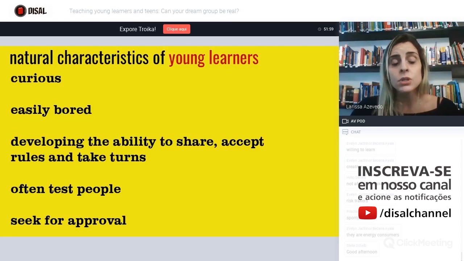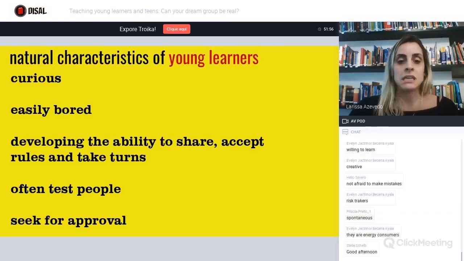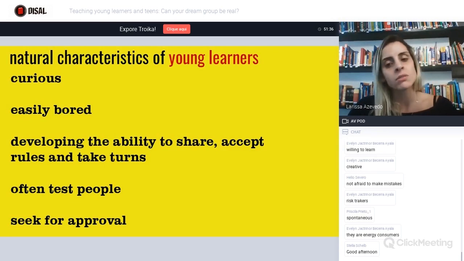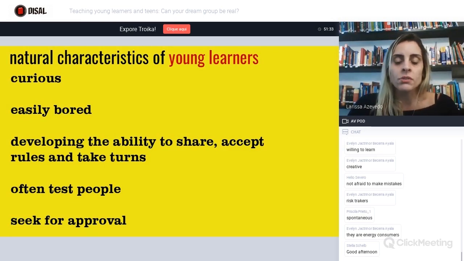And the same goes for rules and for taking turns. They begin to understand what rules are and the fact that rules exist and that they have to be respected. And this might seem complicated at some point, but it's actually good, because as they are beginning to understand what these important concepts are, it is a very good moment for us to guide them through this process and shape their understanding in a way that they know how to act in certain moments. So these are abilities that they begin to develop, and as educators, we have a very important role there.